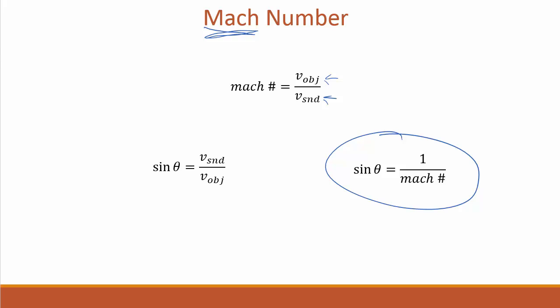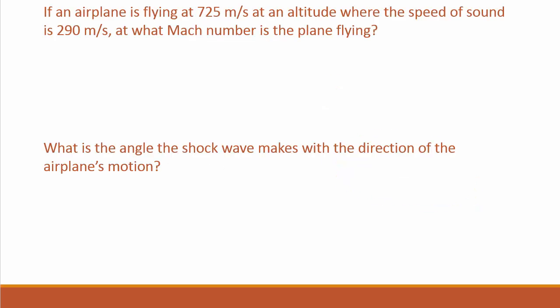Alright, let's apply a few of these wonderful equations. So here we've got an airplane flying at 725 meters per second at an altitude where the speed of sound is 290 meters per second. So we mentioned that the speed of sound changes with temperature. It also changes with pressure, and when the air is thinner, sound travels a bit more slowly. And when you're finding the Mach number or doing calculations of the angle of the shock wave, you don't just always use 343. You need the speed of sound at the location where the shock wave is being produced.